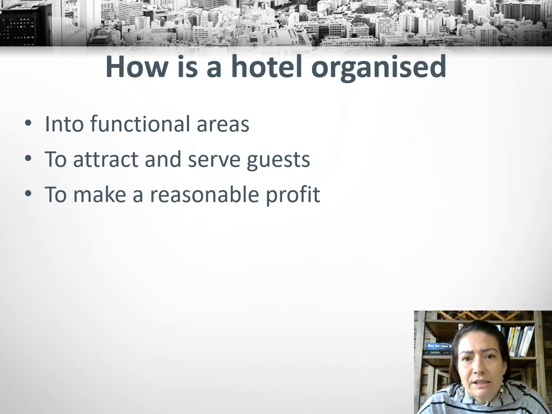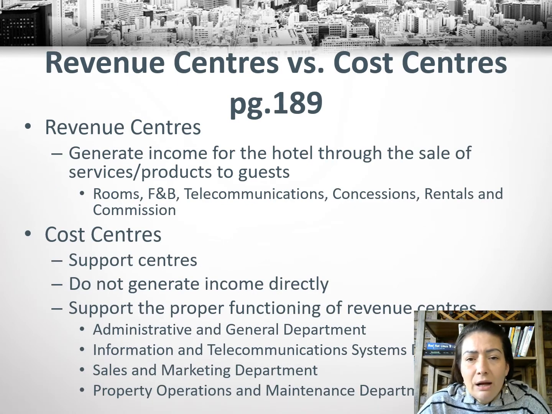So basically, a hotel is organized into functional areas. If you think about the different departments, they obviously have to function together in order to provide a service to a guest. Obviously, a hotel is there to attract and serve guests and to make a reasonable profit. So I would like you to imagine a hotel in front of you, cut it in half, and on one side we have revenue centers and their different departments, and then cost centers and their different departments.